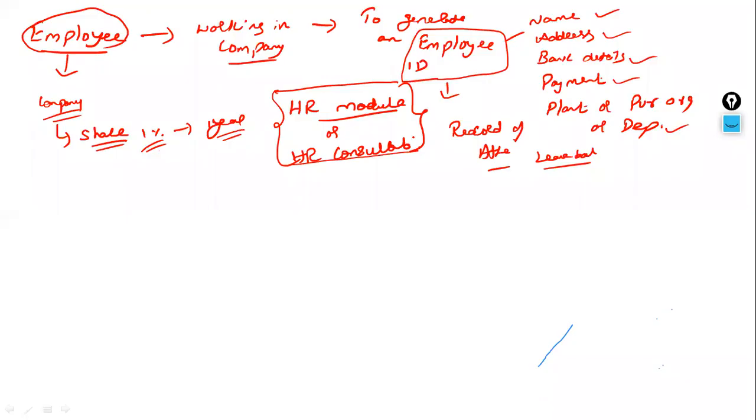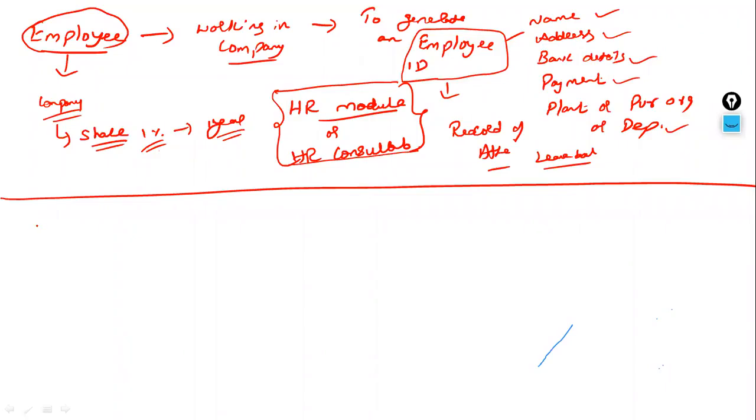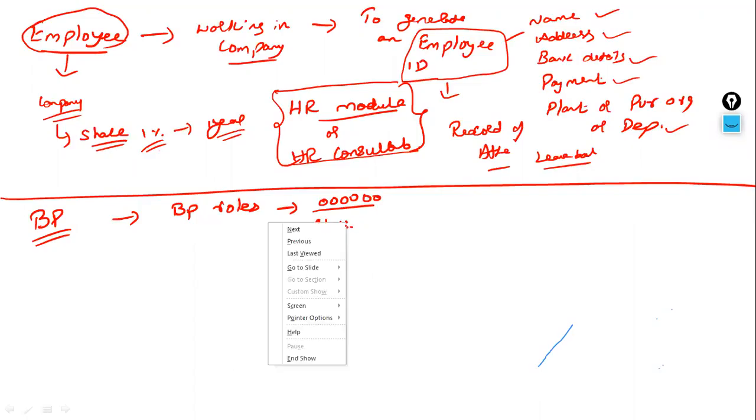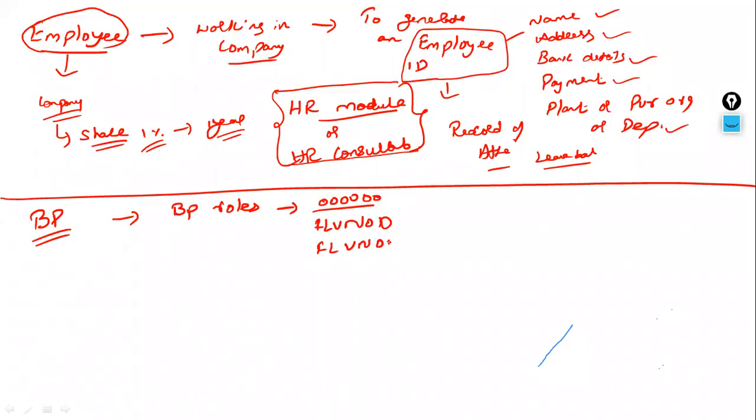Okay. Now, let me speak about some other points. Employee got covered. Now let me speak something about BP. Now you came to know what BP roles are. BP roles are: BP 000 for general data, FLVN 00 for company code data, and FLVN 01 for purchase organization data. This is one part of configuration.